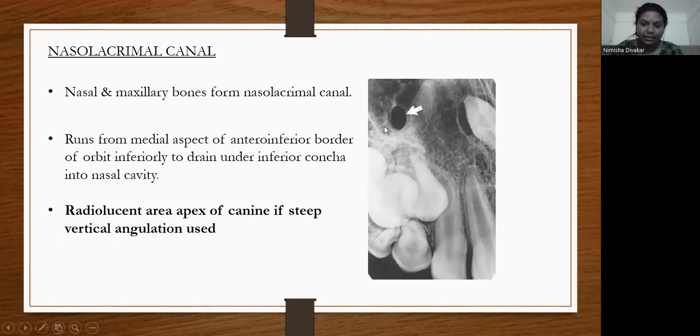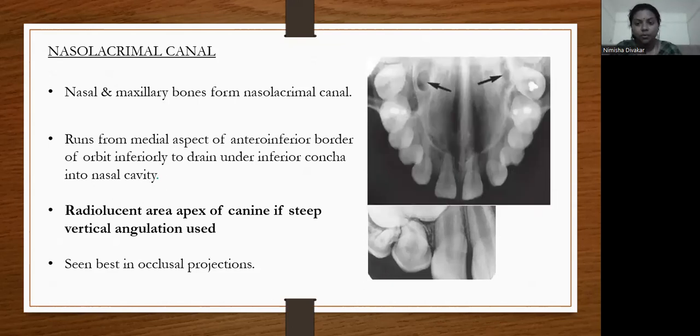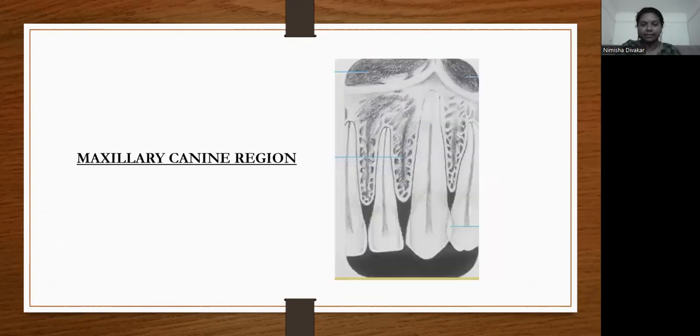And this is the nasolacrimal canal, but it mostly appears in the occlusal projections. In occlusal projections, you can see clearly the nasolacrimal canal. The black arrow denotes the exact position of the nasolacrimal canal. So mainly these are the anatomical locations of maxillary anterior landmarks, and we already discussed all the maxillary anterior landmarks.